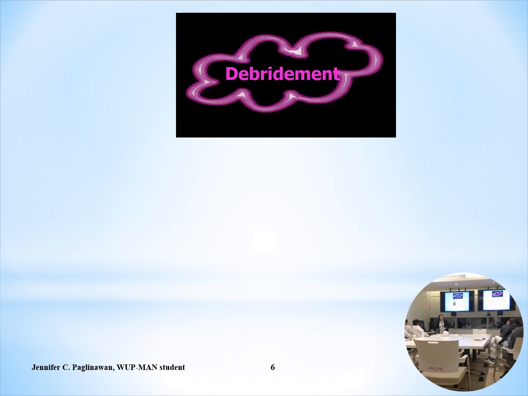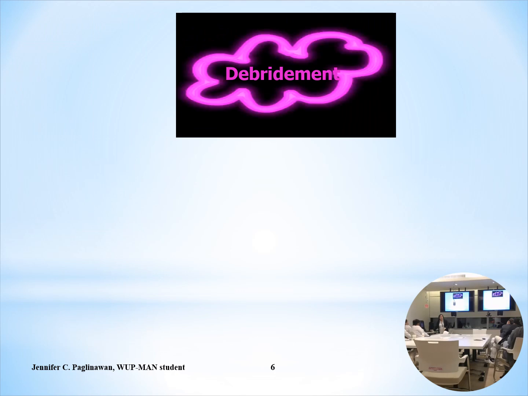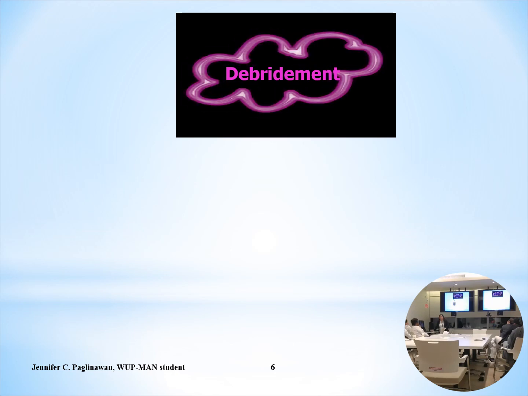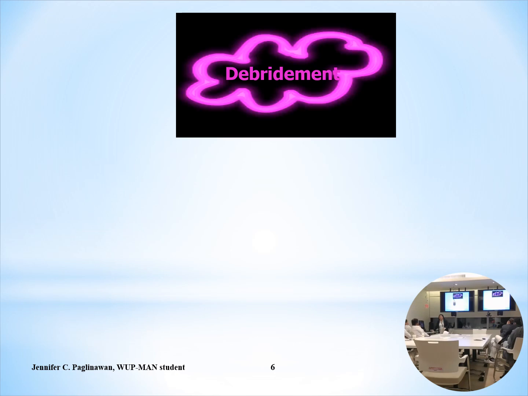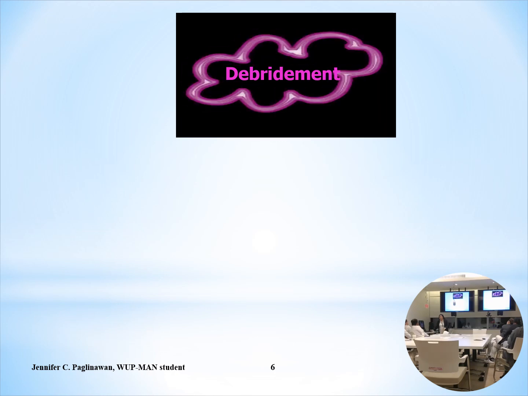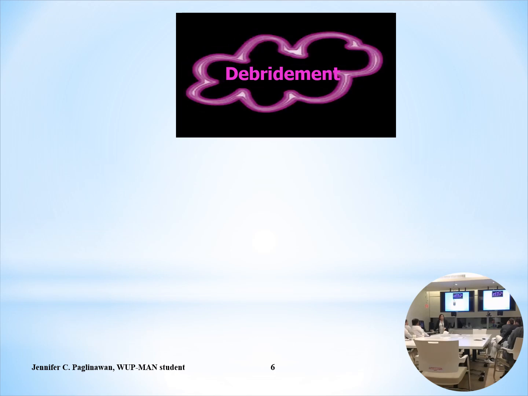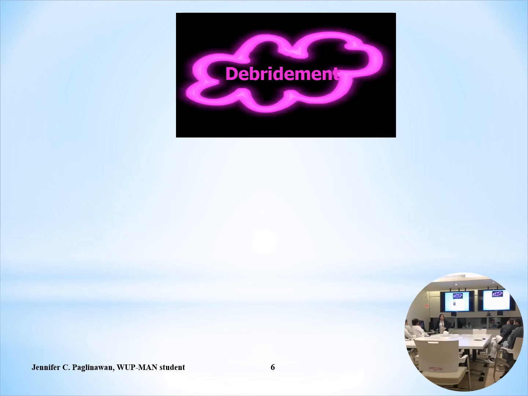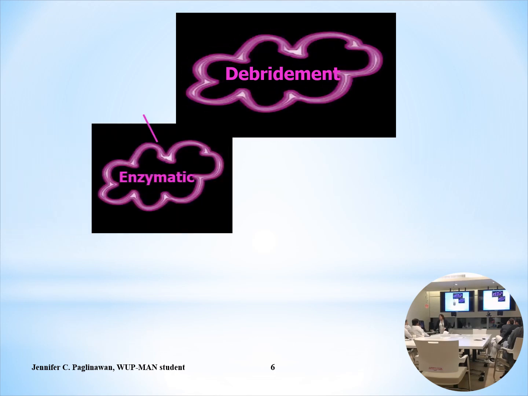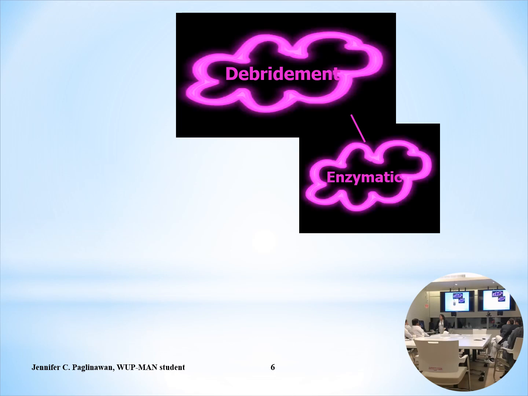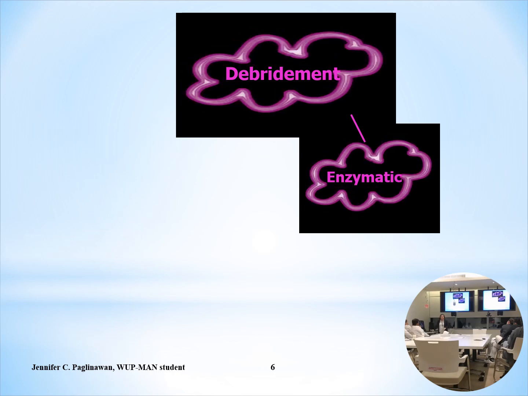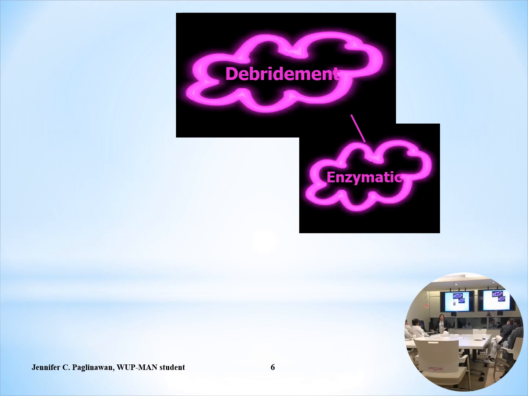Debridement. I know everyone of us knows what debridement is, right? What do you understand about debridement? Yes, correct. So basically, debridement is the medical removal of the necrotic tissues in order to promote healing of the wound. And there are different kinds of debridement. We have enzymatic. Enzymatic is a kind of debridement where medical staff use enzymes to promote healing.